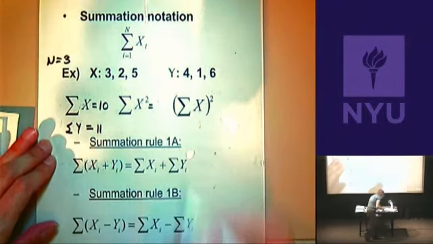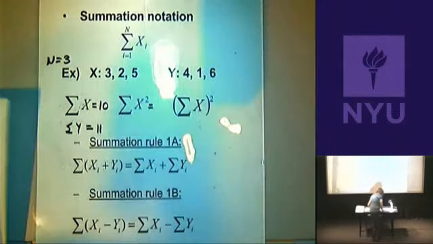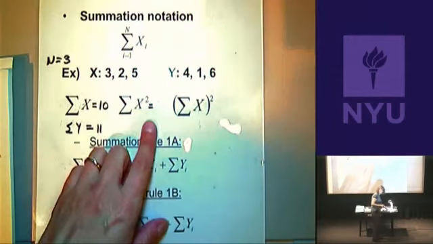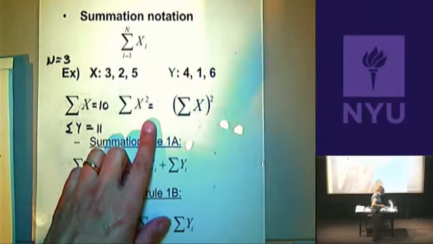The sum of x squared. What does that mean? That means take each x score, square it, and then add it up. Right? Take each x score, square it, and add it up. So you could actually do this pretty easily. Anybody have this one? 38, yeah, good.